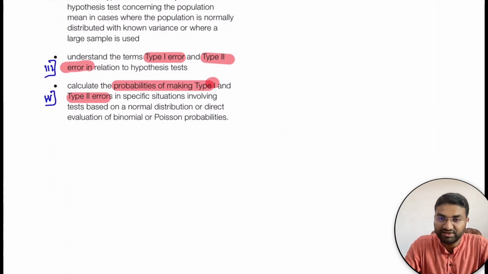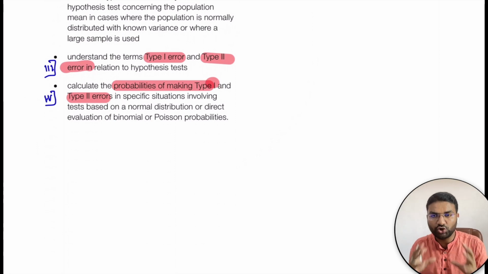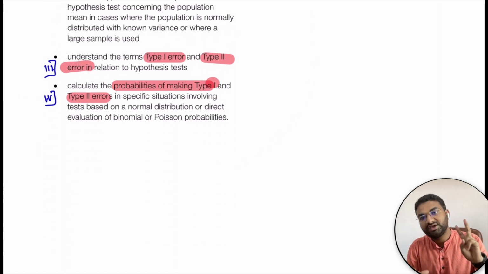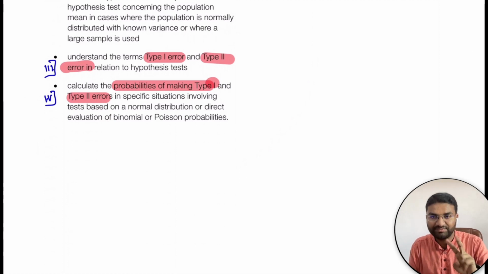So in short, you have 6 papers. Out of 6 papers, you have to choose 2 papers for AS level and 2 for A level. And if you look at the previous syllabus, there are no changes at all.